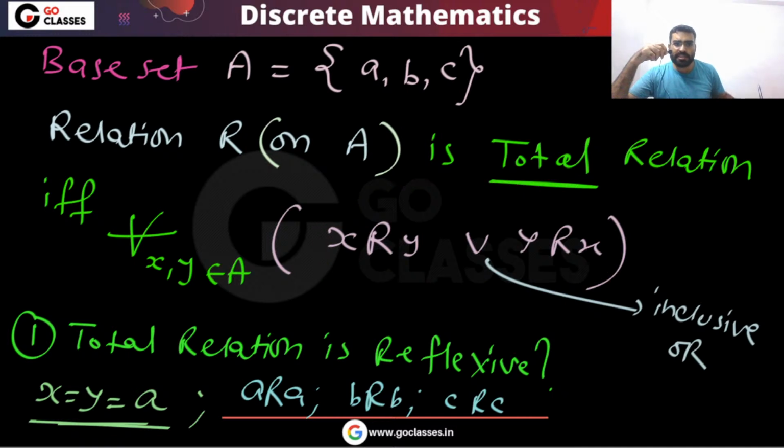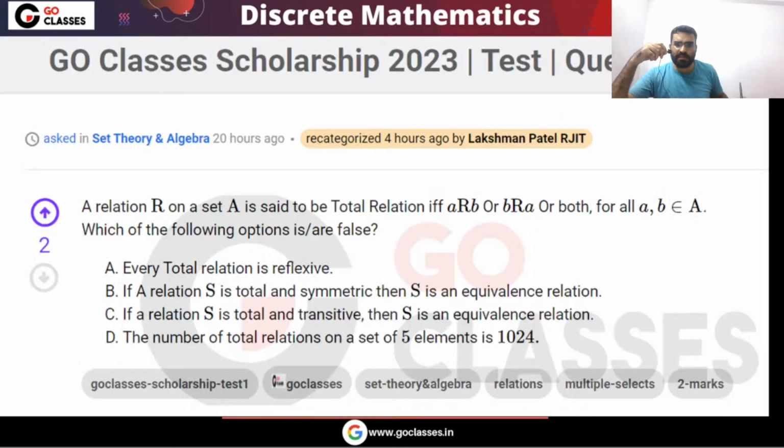Now, total relation is definitely reflexive, because if you take the same elements, for example x as a and y as a, then a is related to a, b is related to b, c is related to c. So definitely total relation is reflexive. Every total relation is reflexive, so this statement is true. But remember, the question is asking which statement is false, so this statement is not our answer.